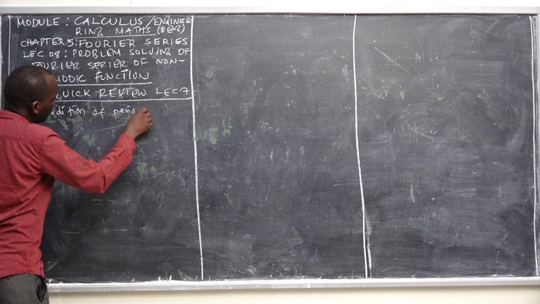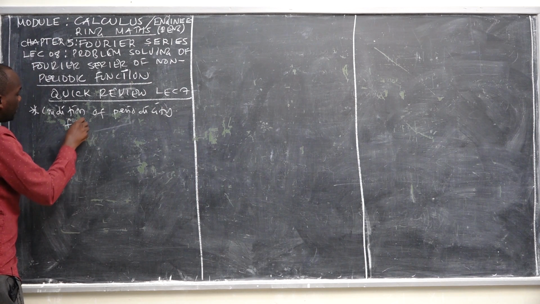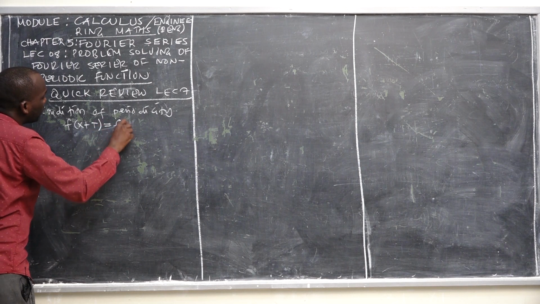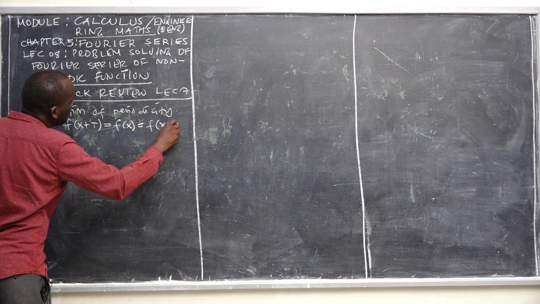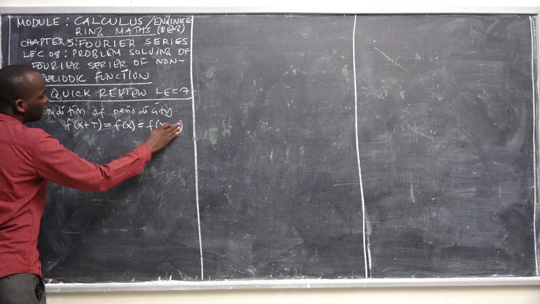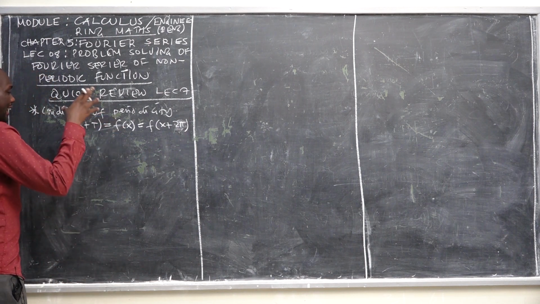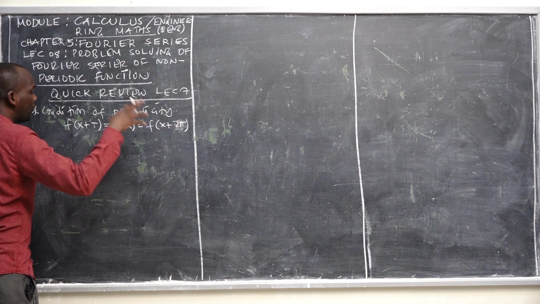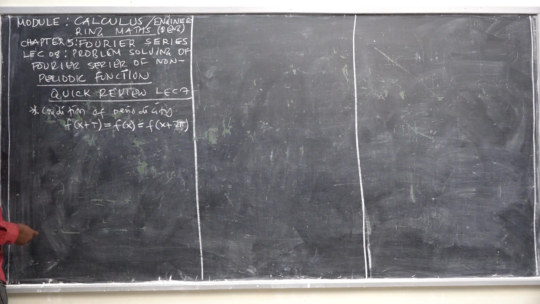The condition of periodicity is simply that f of x plus the period should be equal to f of x, or f of x plus 2 pi, because 2 pi is a period. So the value of the function should be equal to the value of the function plus the period. This is the condition of periodicity.